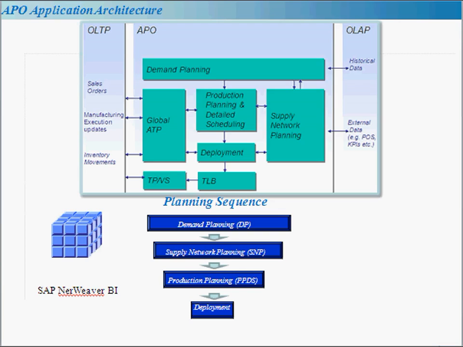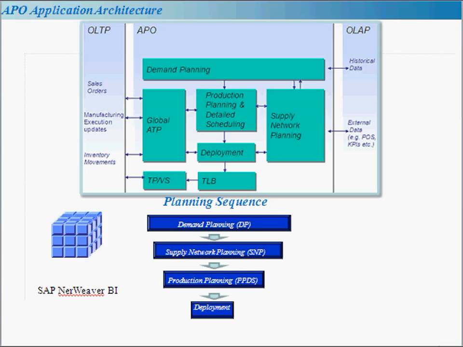Now, coming to the architecture of APO. APO has primarily four modules. One is demand planning, at the top. The process of SAP APO starts with demand planning. Once the demand planning is done, the results are published to SNP, and SNP does a rough cut planning. Once SNP planning is over, it sends the plan to PPDS, and PPDS does minute and second level planning. That's a production optimization for a specific plant. The final step is deployment.